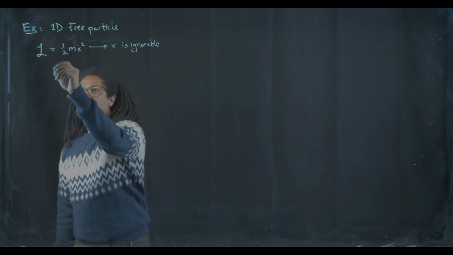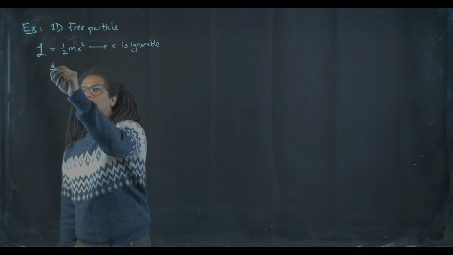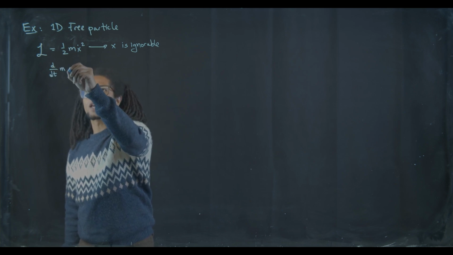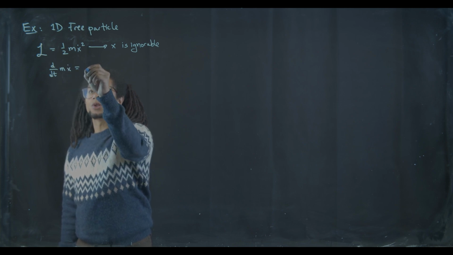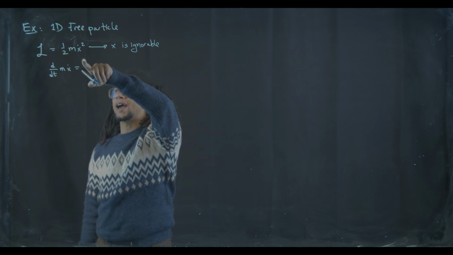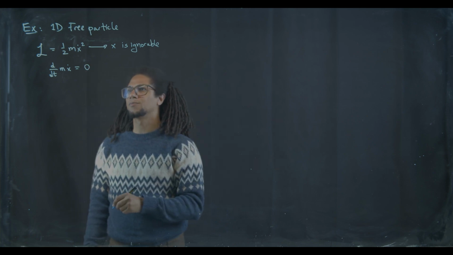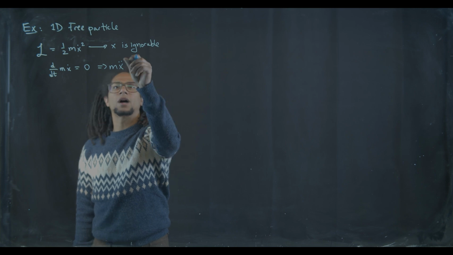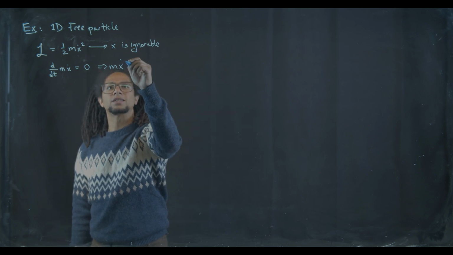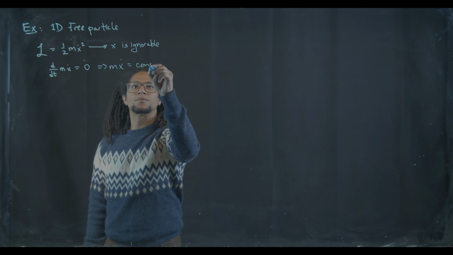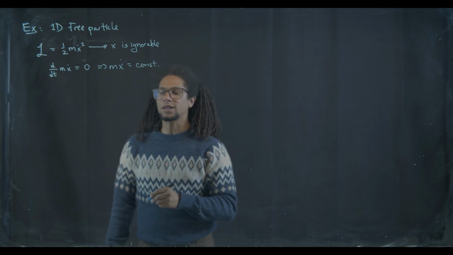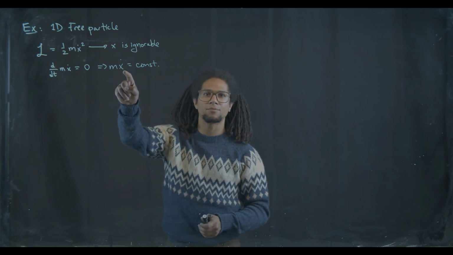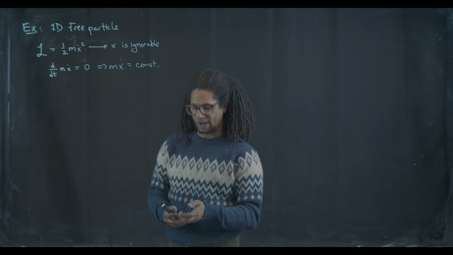What does that mean for the Euler-Lagrange equation? Well, we would get d/dt of the derivative with respect to x dot, which is m x dot, is equal to the derivative with respect to x of the Lagrangian, which is 0. In other words, this tells us that m x dot is equal to a constant. What is this constant? This constant is the momentum. Notice this is m times v, exactly the momentum we expect.